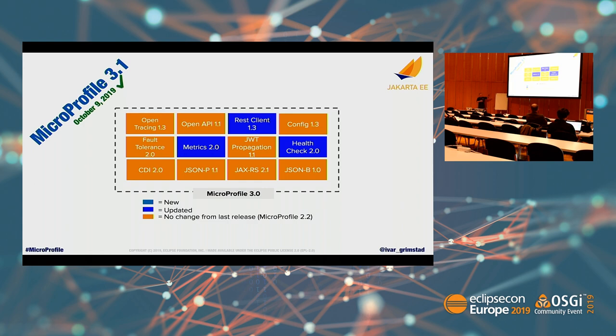As you see on the bottom here, we have well-known Java EE technologies or Jakarta EE technologies. It's CDI, which is Contexts and Dependency Injection, which is used to glue everything together. We have JSON-P, which is for JSON processing, JSON-B for JSON binding, and JAX-RS, which is for creating RESTful endpoints. So these are the fundamental technologies of Java EE or Jakarta EE that you need to create a simple microservice. And on top of these, we have the new specifications for MicroProfile.